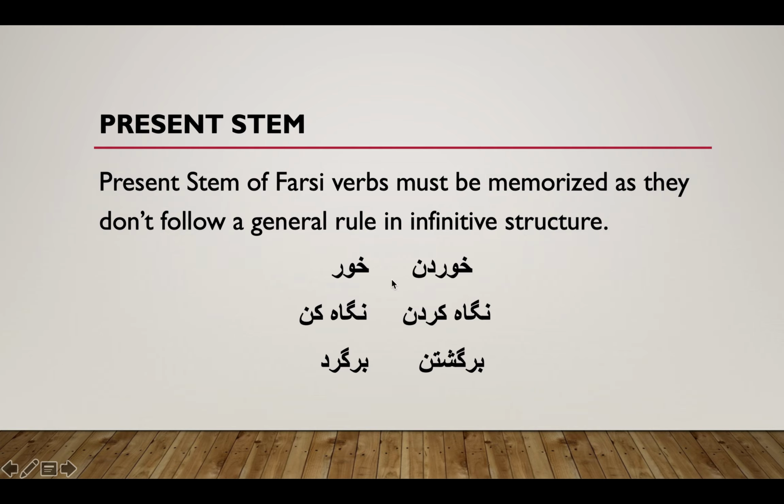Here, the present stem of خوردن is خور, نگاه کردن is نگاه کن, and برگشتن is برگرد. As you see, the nun will be dropped, but for some verbs we have to move to the right and delete a few other letters, and we will discuss it later according to the assimilation and the phonetic system that applies in Farsi language. So for now, let's memorize them, and then we will generalize a rule for them as much as possible to see how we can make the job easy in finding the present stem of verbs.